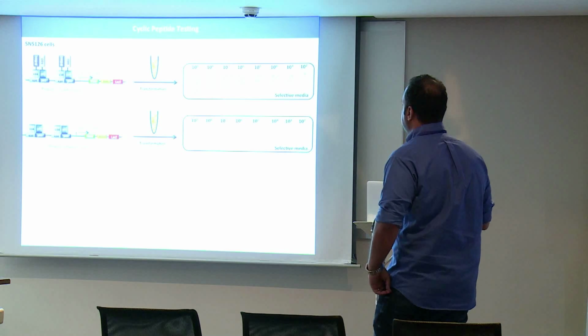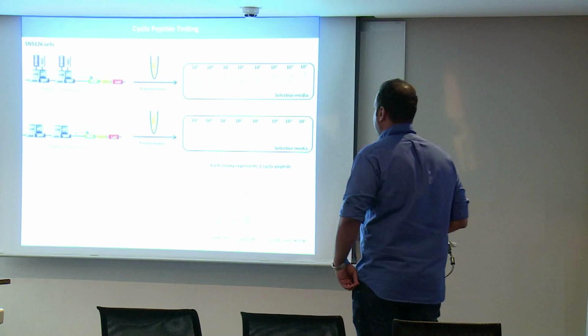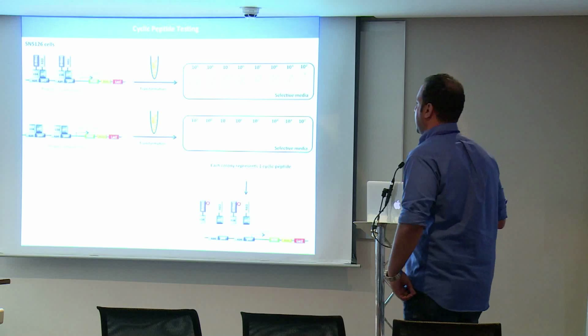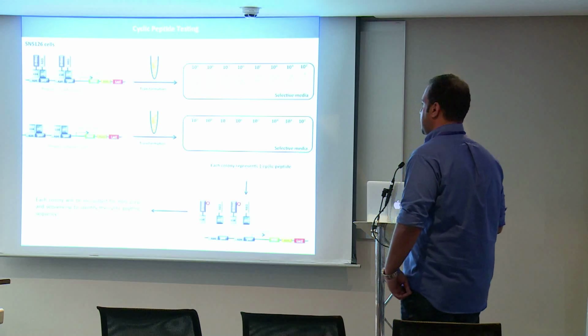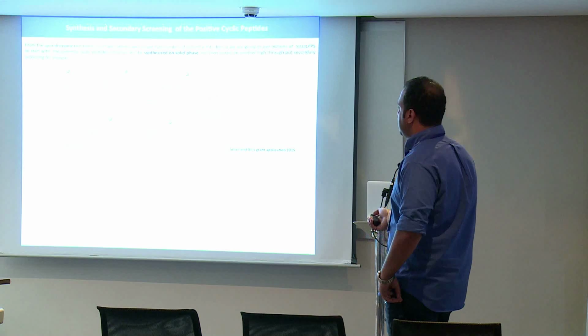And obviously you'll check these bacteria, you collect these colonies, and each colony will usually represent one cyclic peptide, and you take it further for sequencing. So what you do after that, you start to choose the best.